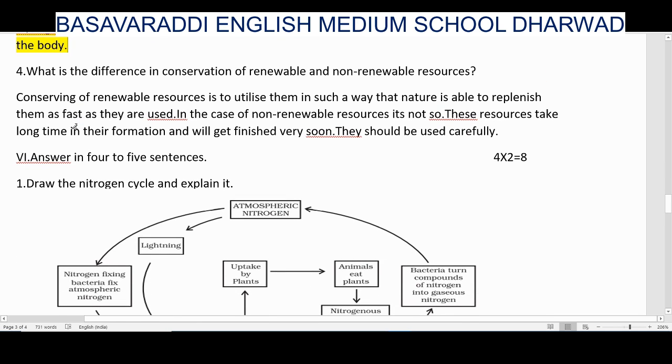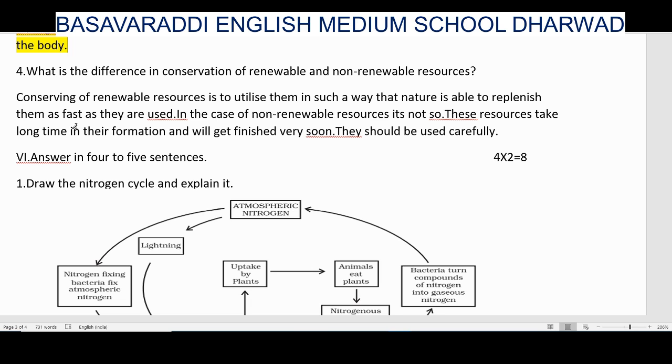What is the difference in conservation of renewable and non-renewable resources? What is the main difference? Why do you need to conserve? There is a different way of conserving renewable and non-renewable resources. Conserving renewable resources is to utilize them in such a way that nature is able to replenish them. The word itself says renewable and non-renewable. Renewable means which can be replenished. But non-renewable means nature cannot replenish them back into the environment. You can't get them back.